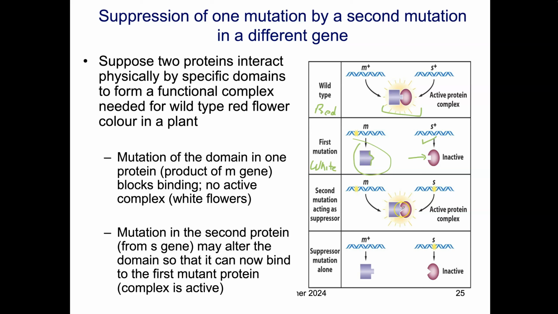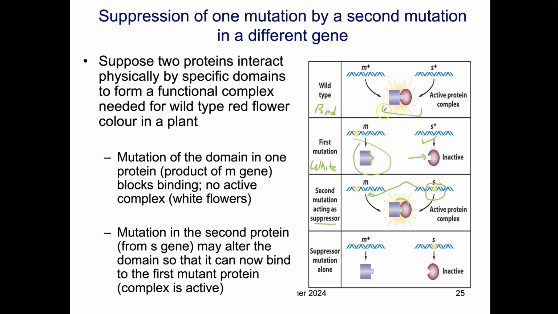But suppose there was a mutation in the second gene now, and by chance that mutation basically changed the shape of that protein, so now it actually could bind to the mutant one. So we call that a suppressor mutation because the change in this one overcomes the problem with this one. And it's happened by a sort of, you'd almost call it like a complementary mutation.